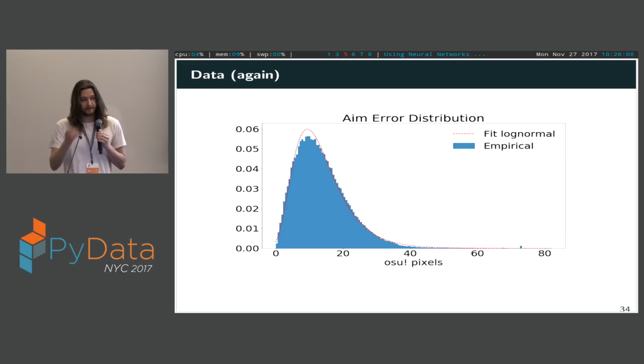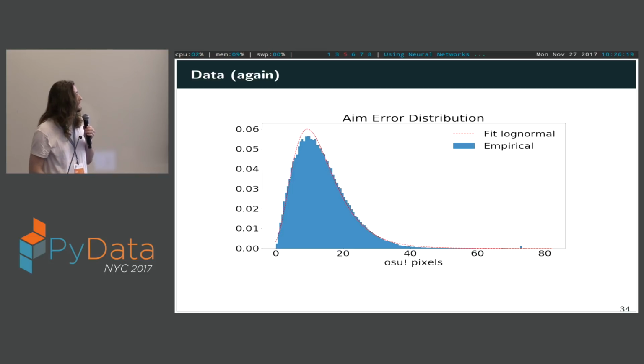So I looked at the data that I had, and this is the distribution of the aim errors in all of my replays for the last 2 years. Other than an outlier up by 70, it looks like a pretty good log normal distribution.